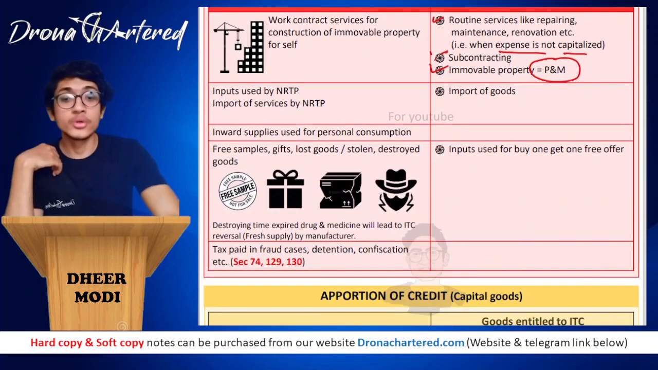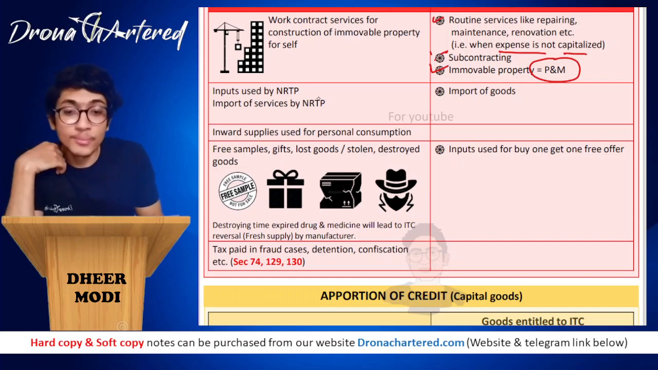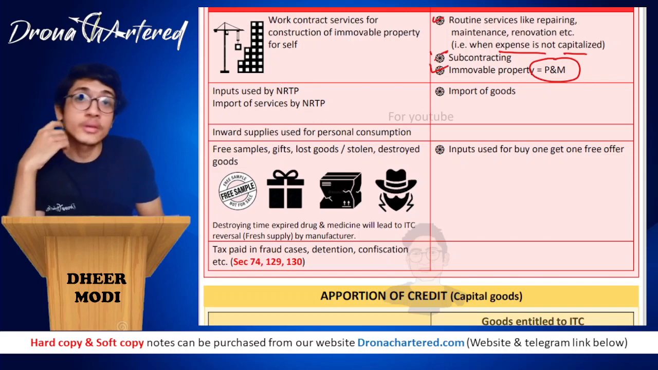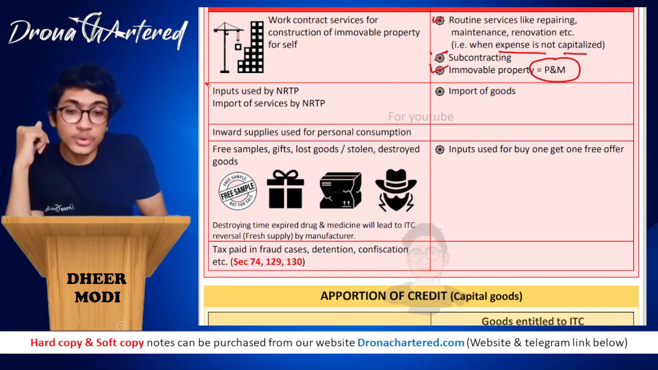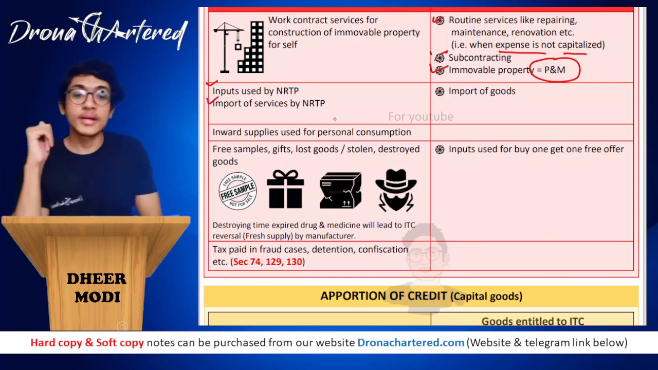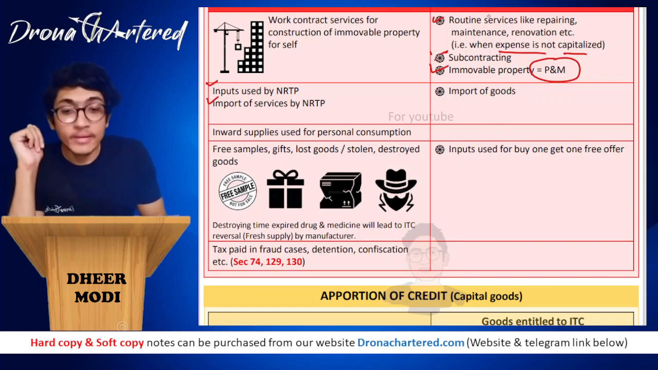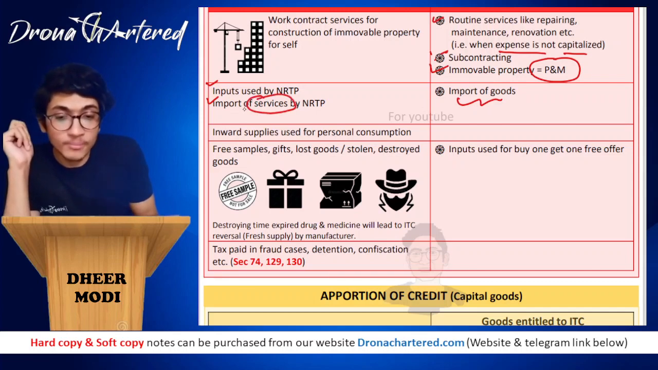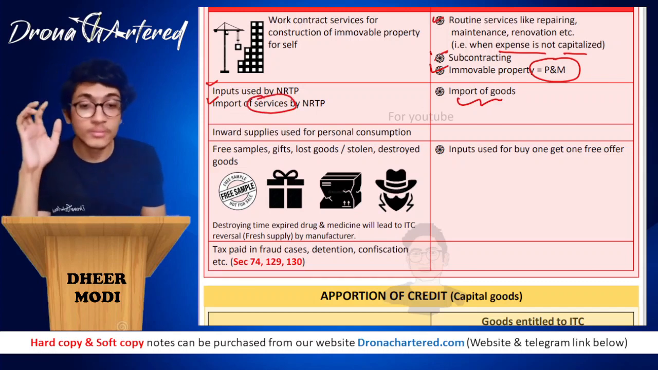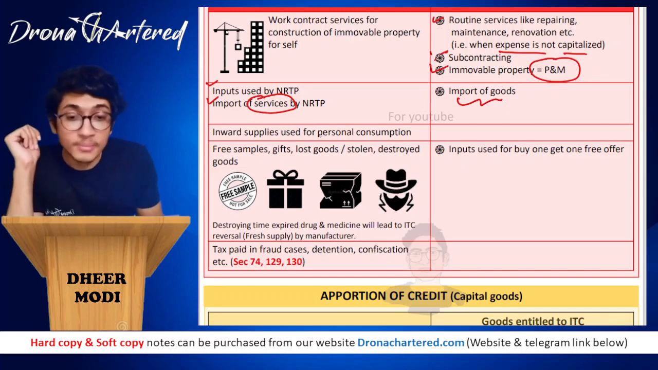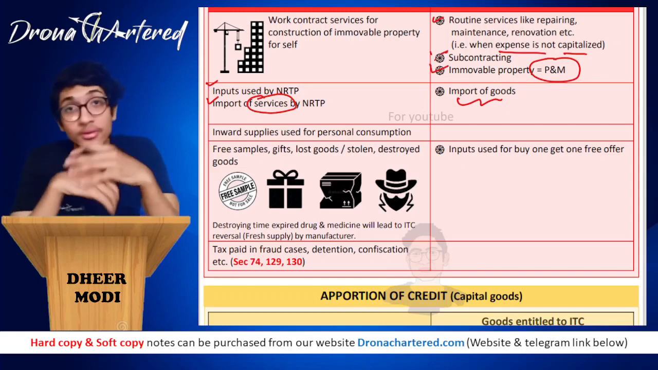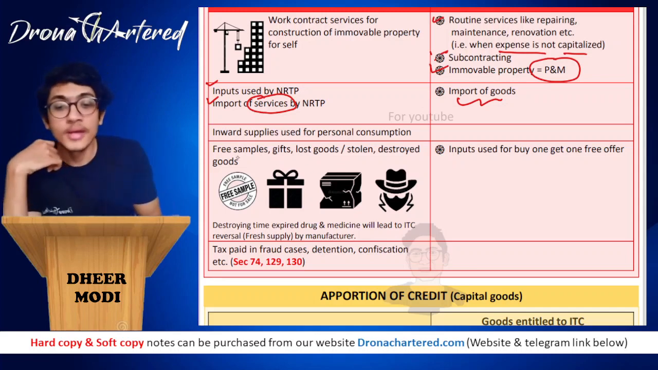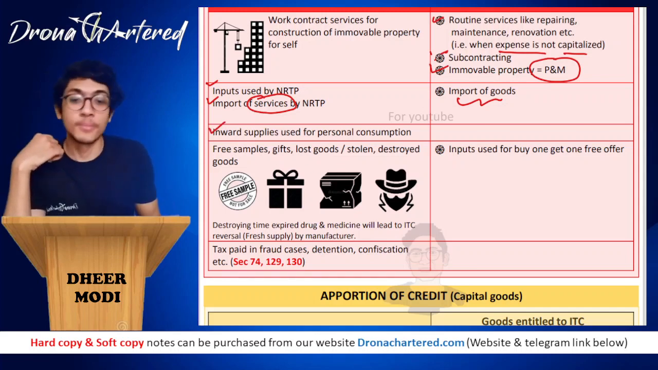Next is your inputs used by NRTP or any import or services by NRTP. NRTP is a non-resident taxable person. Any inputs which are used by him or any import of services that he has done, it will not be allowed. It will only be allowed if it is import of goods, because over here you have to remember it is import of services that is blocked. Import of goods will be allowed. Any inward supply used for personal consumption, of course, no ITC will be allowed on this because this is for personal purpose. It is not for business purpose. Therefore, it is being blocked.